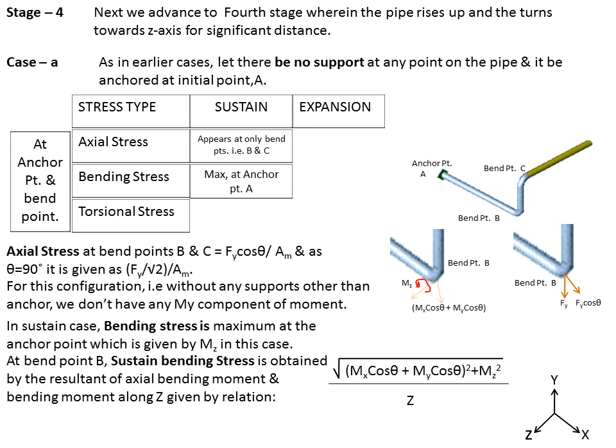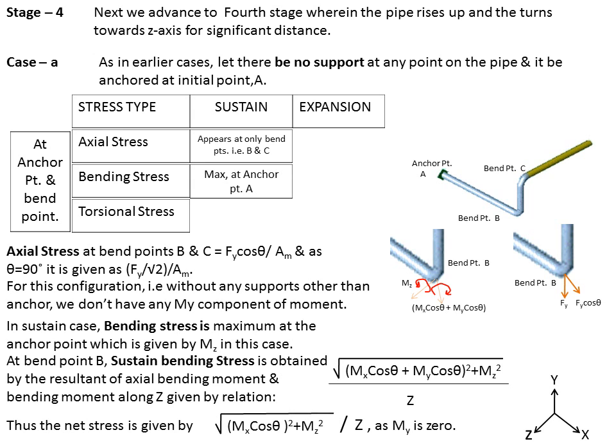So this is the Mz component of the moment, and this is coupled with the axial direction component Mx cos theta plus My cos theta at the bend point to give the net bending stress at the bend point B. Thus the net stress is given by, because we don't have My in this particular configuration as there is no support acting except an anchor point at A, the relation square root of (Mx cos theta) the whole square plus Mz the whole square divided by Z into the stress intensification factor.